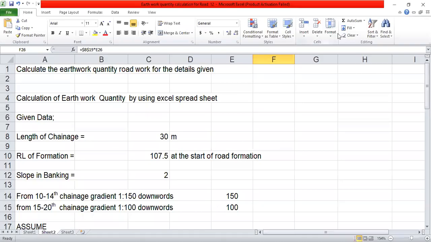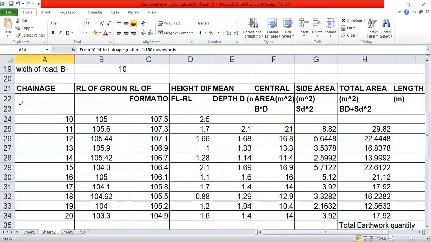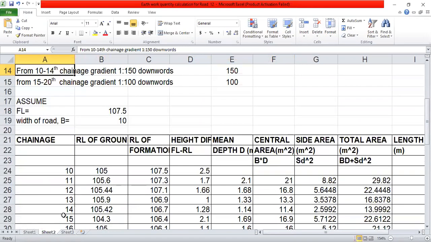Hi friends, today let's discuss the earthwork quantity calculation for road work. The details given for the road work calculation are the length of the chainage and the RL of the formation at the start of the road formation, and the side slope in banking is 2. It has also been given that there are 10 to 20 chainages.